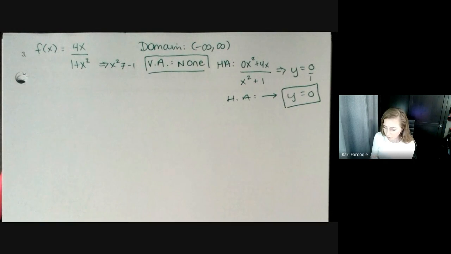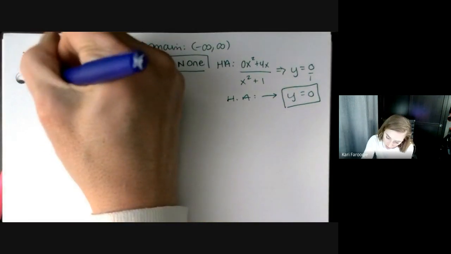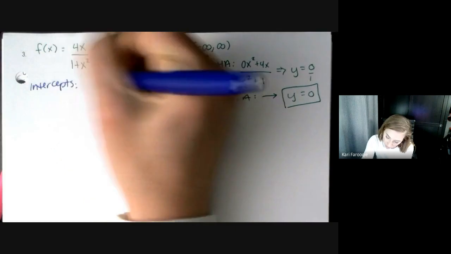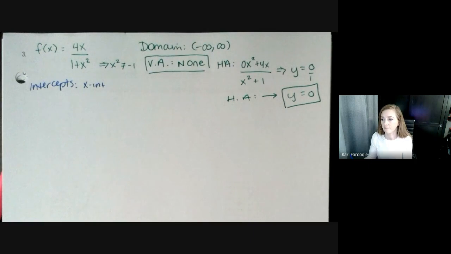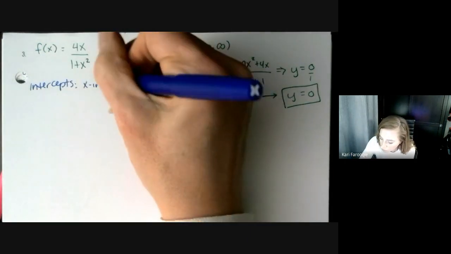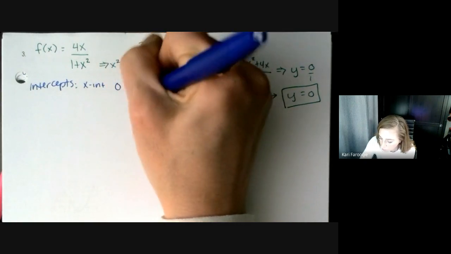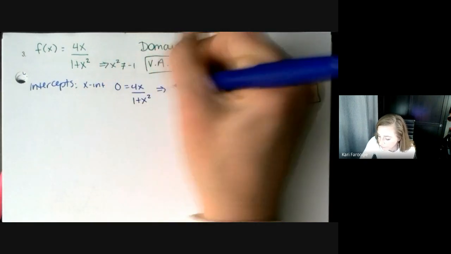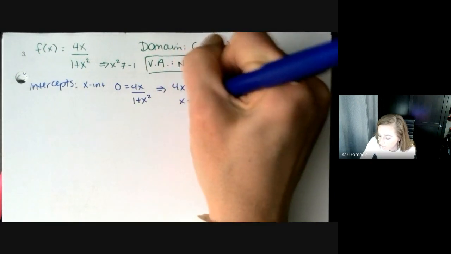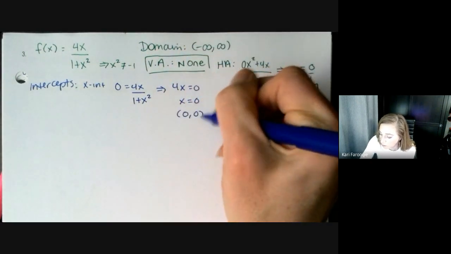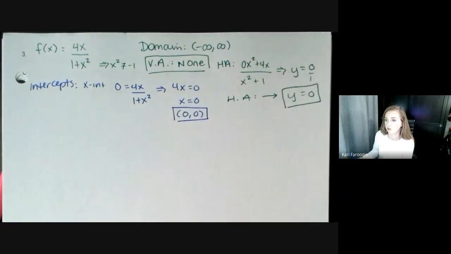Okay, so this is all the preliminary information for algebra except for the intercepts. So let's go ahead and list the intercepts. To find the x-intercept, we're going to let y be 0. That means 0 is 4x over 1 plus x squared, which means that 4x is 0 and x is 0. That gives you a point on the graph. Not the most interesting point in the world, but a point nonetheless.